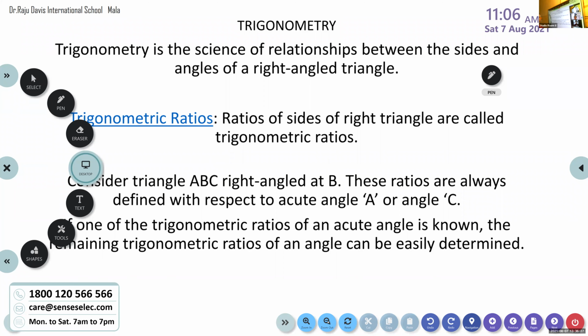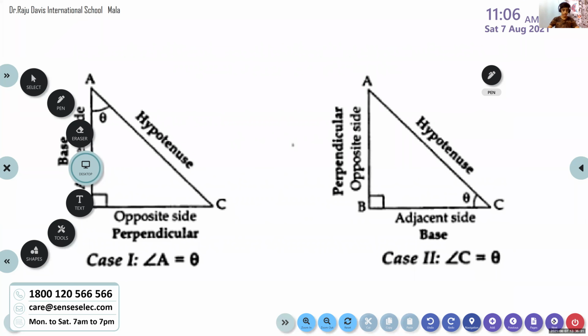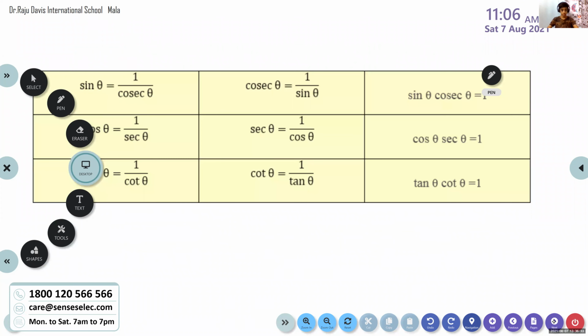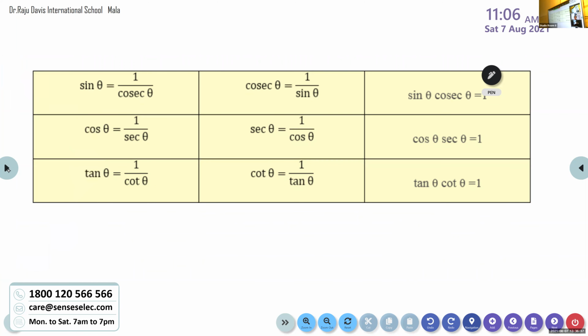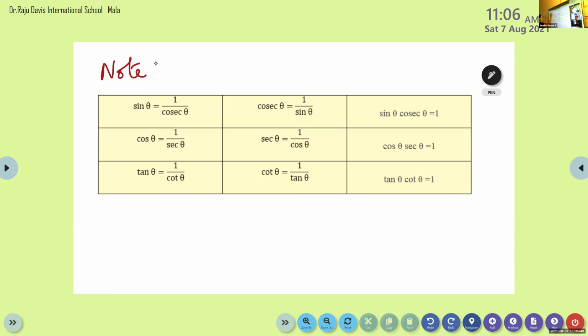Which are the 6 ratios we discussed? Sin A, cos A, tan A, cosec A, sec A, cot A. Now look here. Write down this one in your notebook as a note.